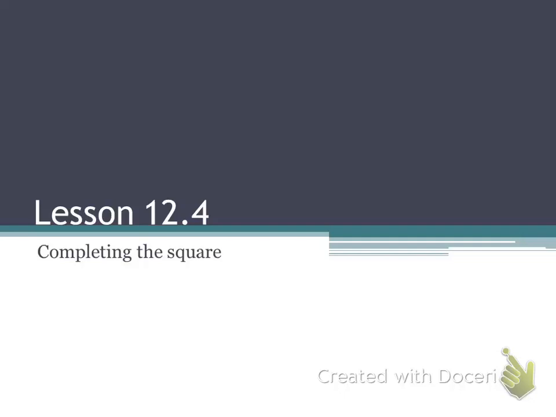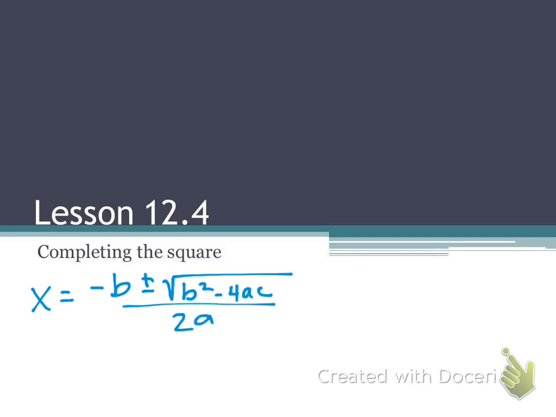Okay, lesson 12.4, we're going to do completing the square. In chapter 9, we talked about the quadratic equation and how to solve a quadratic equation. We used the formula x equals negative b plus or minus the square root of b squared minus 4ac over 2a.